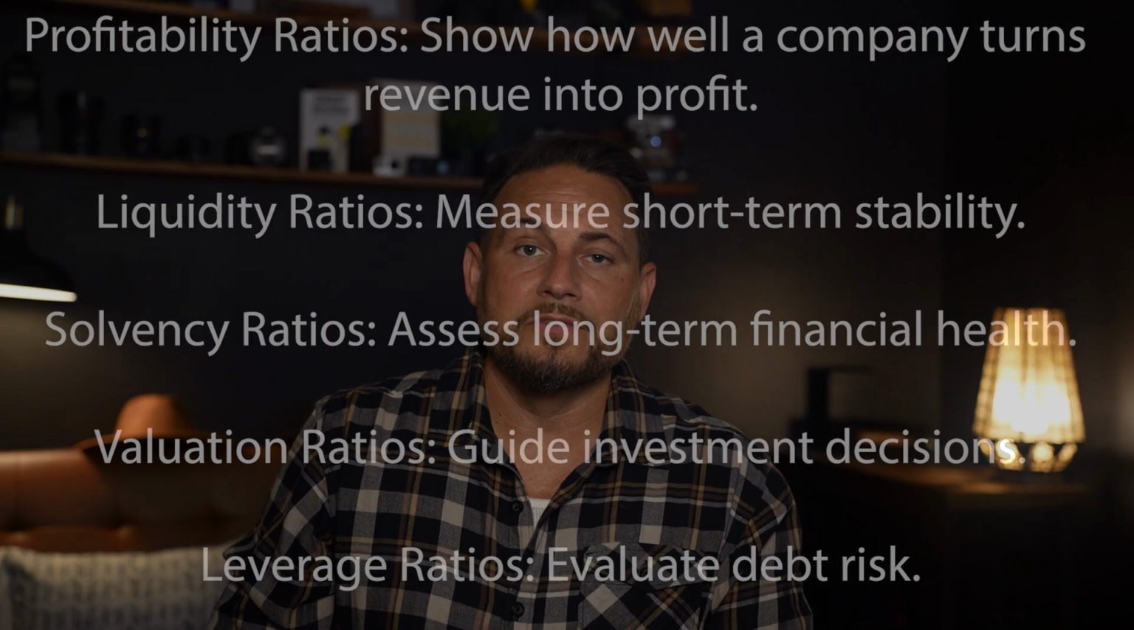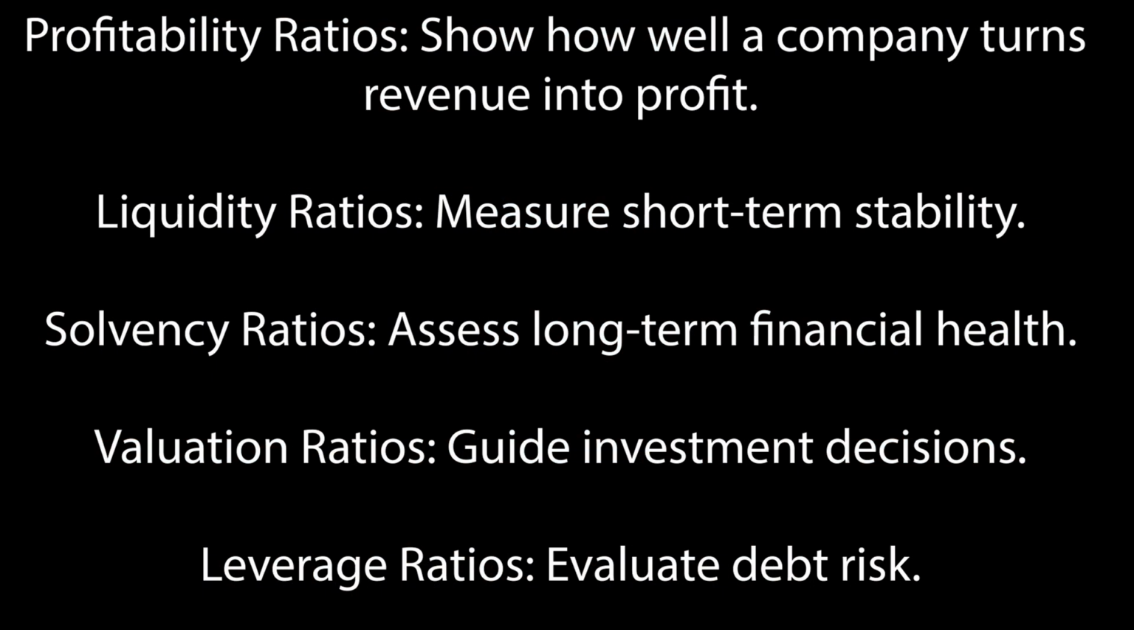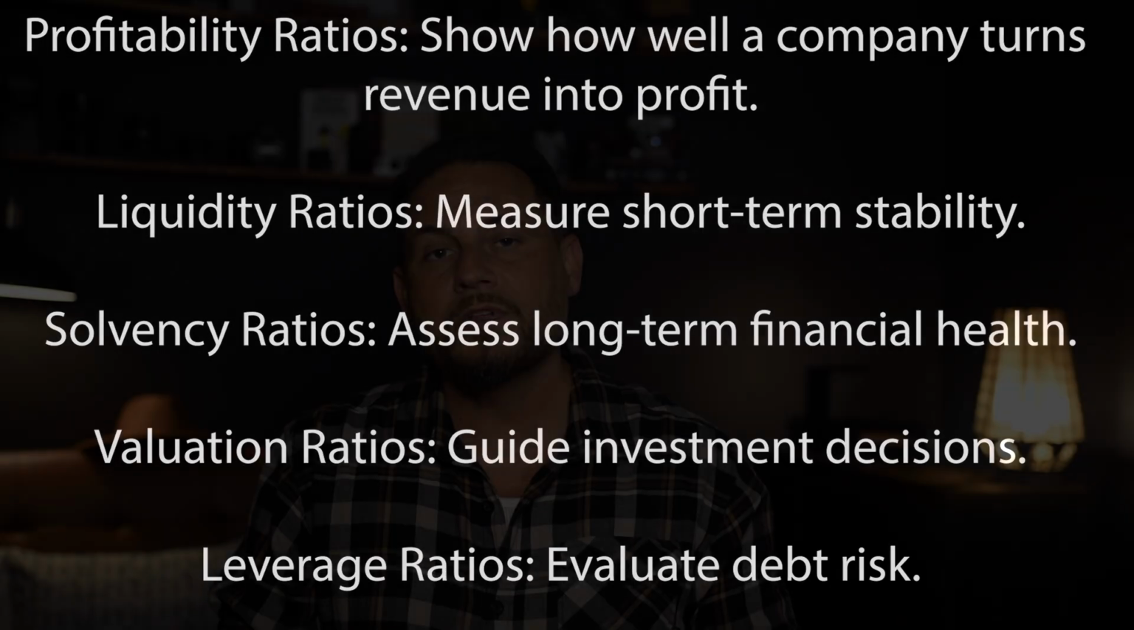Now, let's sum everything up. Here's how you can use each ratio we have discussed. We have profitability ratios, which show how well a company turns revenue into profit. We have liquidity ratios, which measure short-term stability. Solvency ratios, which assess long-term financial health. Valuation ratios, which guide investment decisions. And leverage ratios, which evaluate debt risk. Now, whether you're investing, managing a business, or studying finance, mastering these ratios can give you some powerful insights.